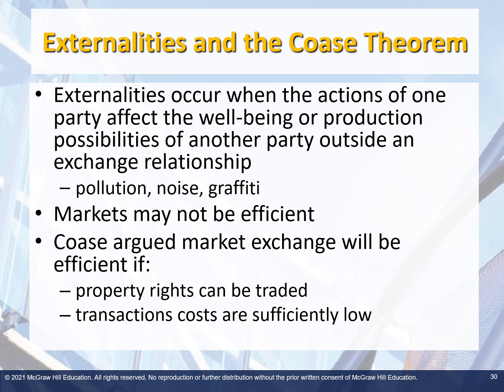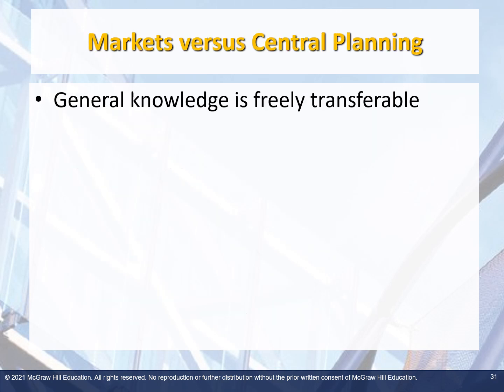Consider a factory that pollutes a nearby river, affecting the local fishing industry. According to the Coase theorem, if the fishermen can negotiate with the factory and agree on compensation for the pollution, the market can reach an efficient outcome. However, if transaction costs are high or property rights are unclear, government intervention might be necessary to address the externality.